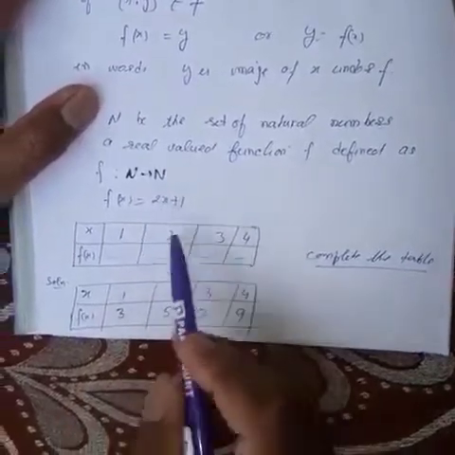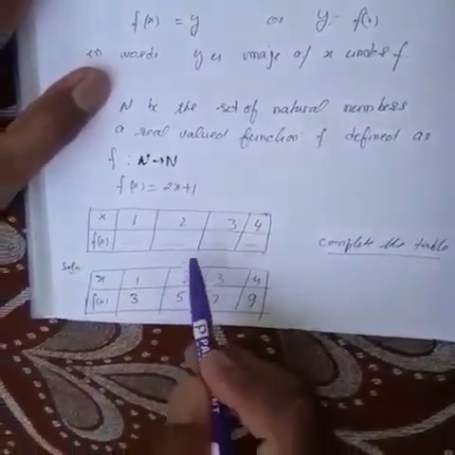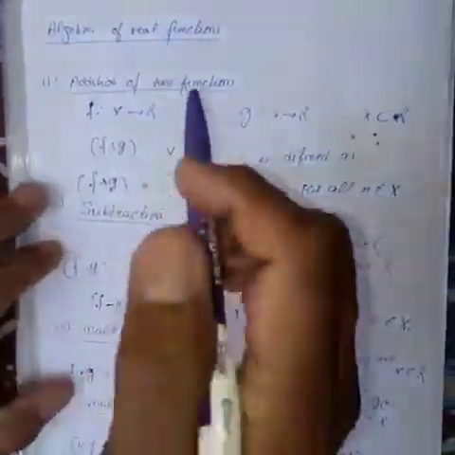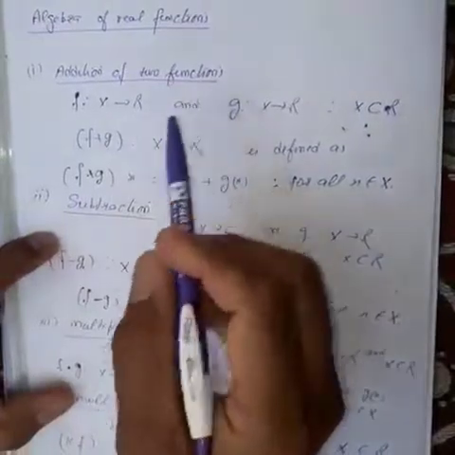So after putting 2, we will find f(x) is equal to 5. So the image of 2 is 5. In this way you can find out the image of 3 and 4. Then we have the algebra of real functions. Now, addition of two functions.